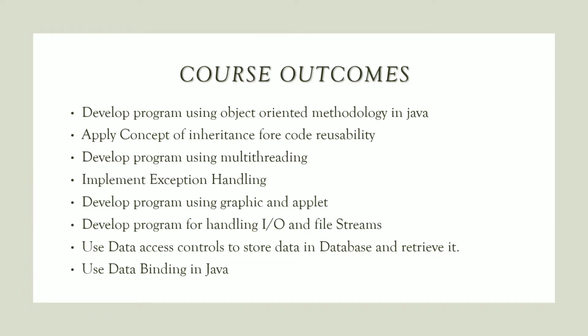Here are some course outcomes. Before discussing these, what do we mean by course outcomes? What we learn throughout the project comes under the course outcomes. So here are some basic points that I have learned: the concepts of inheritance, multi-threading, exception handling, graphics, and many more. And we also connected a database, so we also learned to store data and retrieve it, and also data binding.